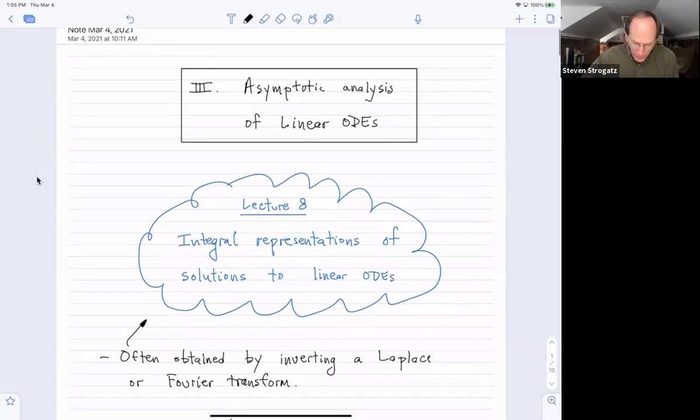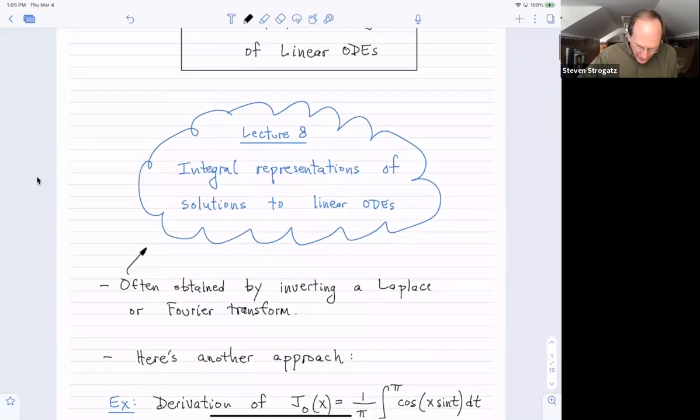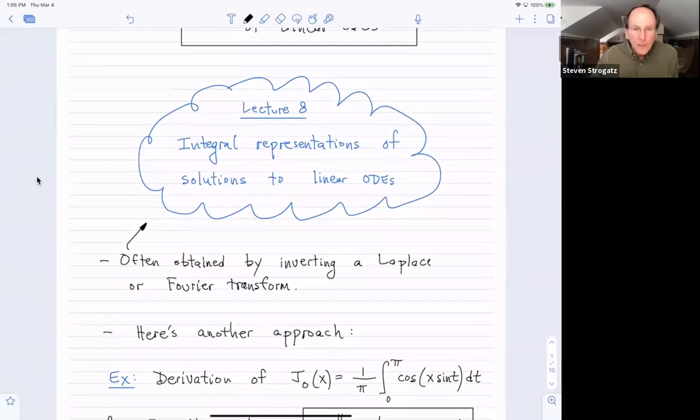All right, so usually we get these integrals that represent special functions by doing a Fourier or a Laplace transform of some linear differential equation, and then solving for the transform, and then inverting the transform. That inverse transform will be in the form of some integral. So that's probably the most familiar place where this would come up. But another way to get an integral representation, I'm going to show you now, to give us a derivation of this formula for J0.